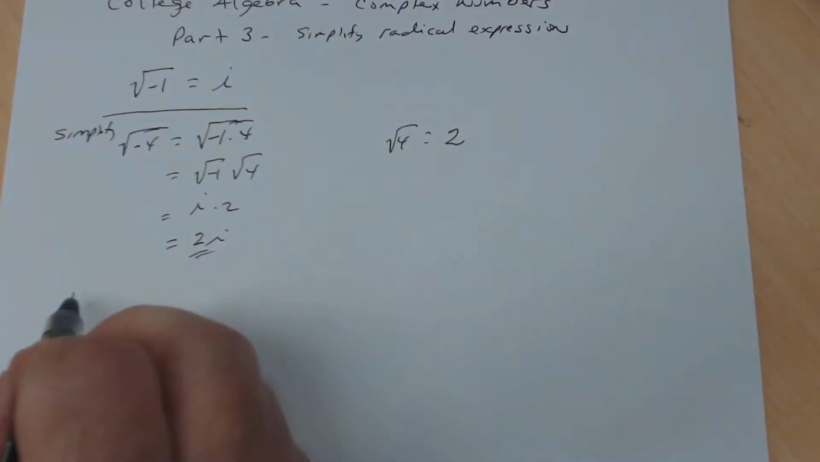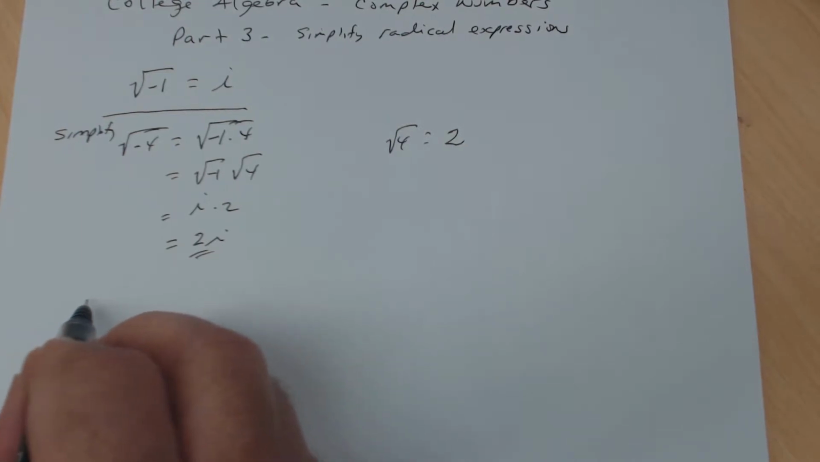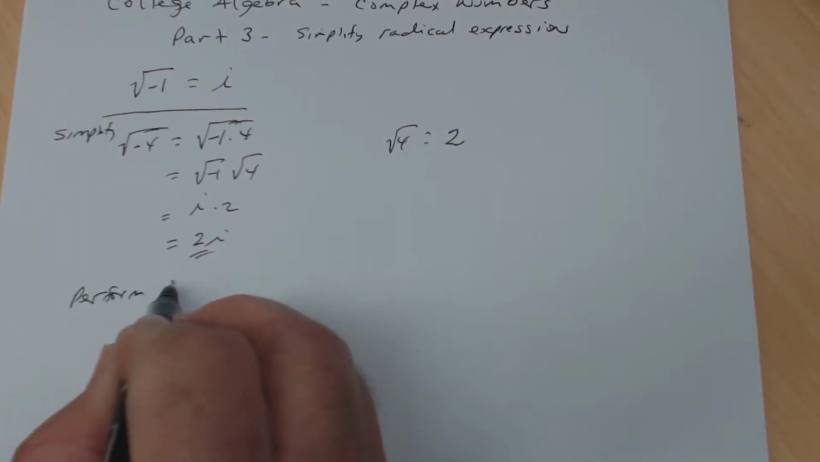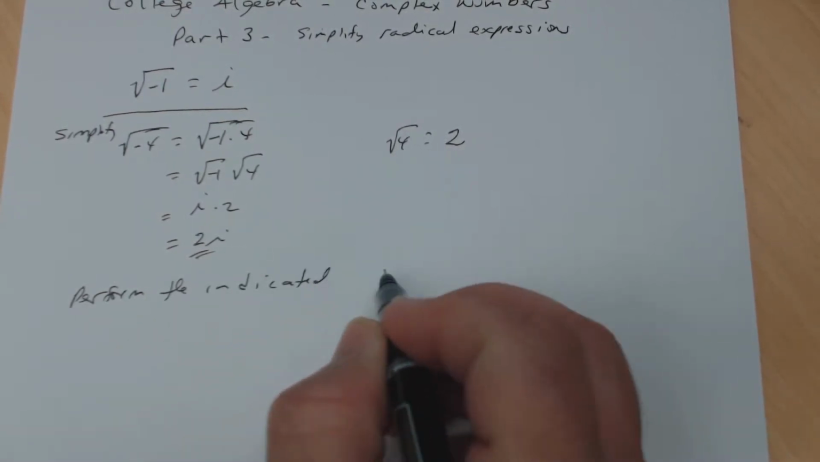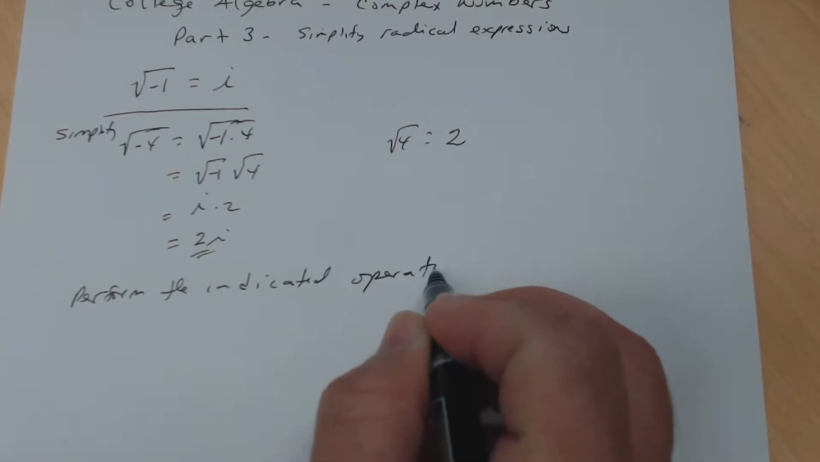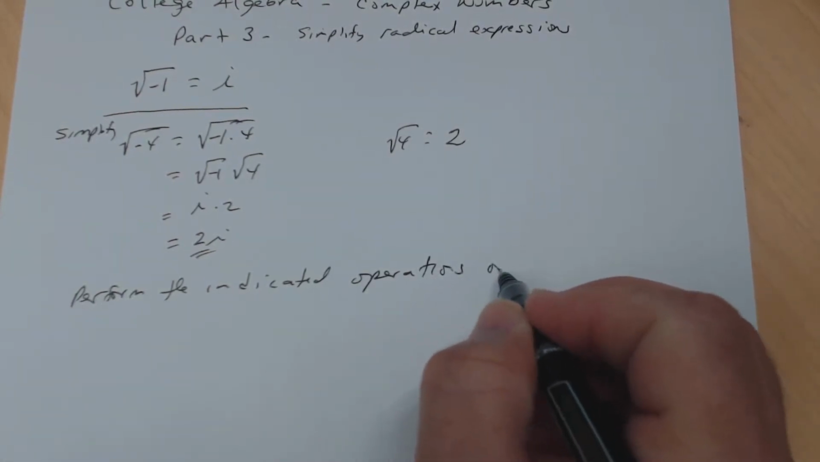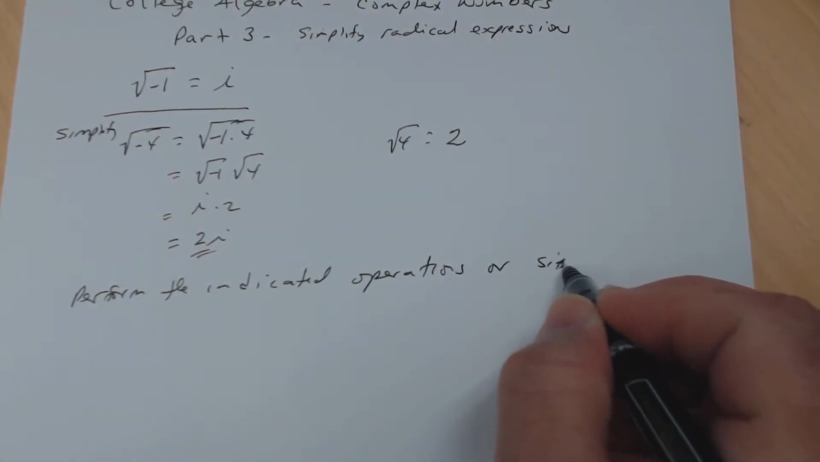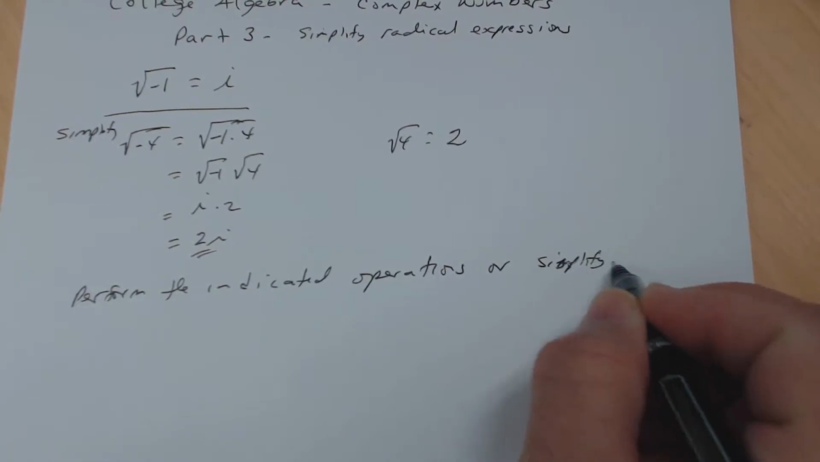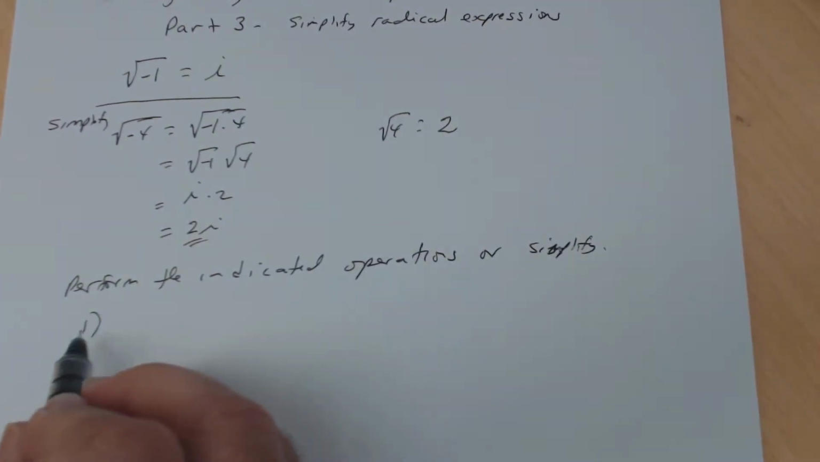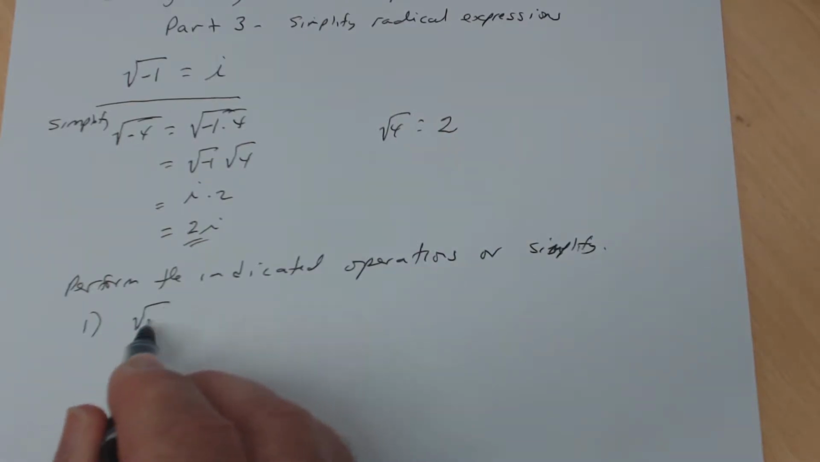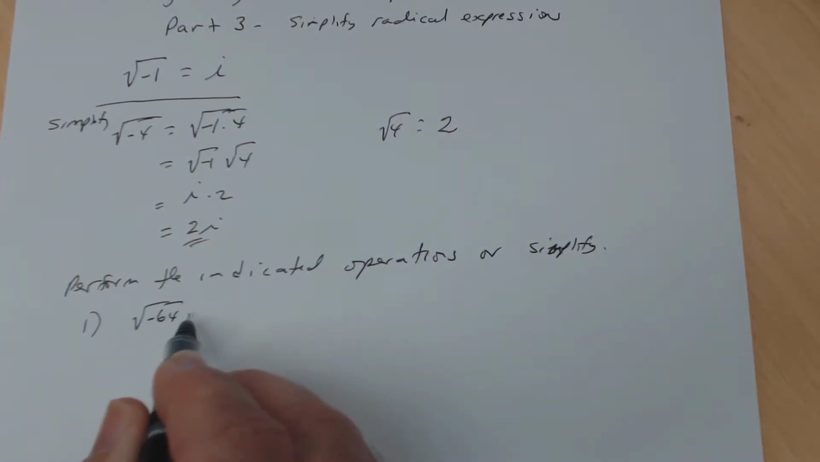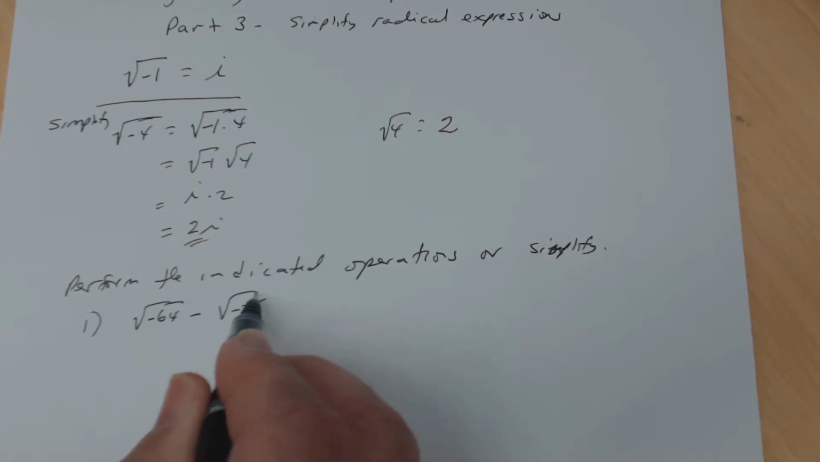So let's look at this example. In the directions we either say something like perform the indicated operations, or it could say simplify. It could be one of these. Okay? All right, so number one. Let's suppose we had the square root of a negative 64 minus the square root of a negative 25.